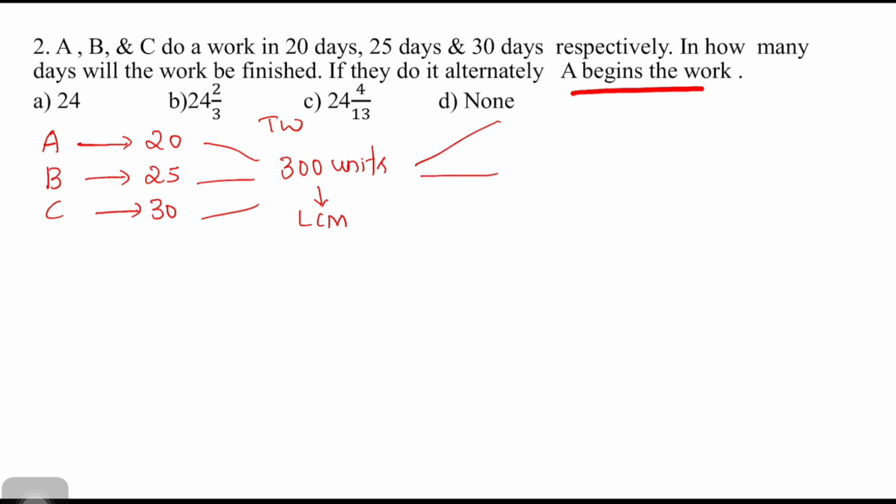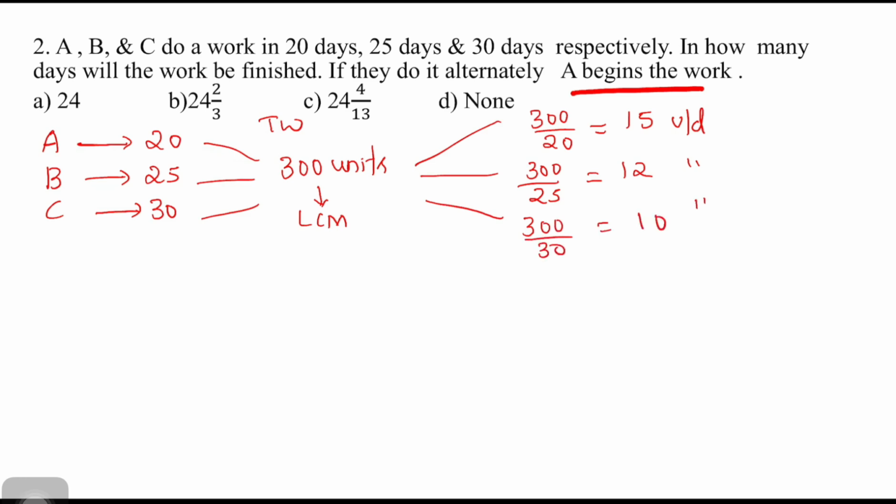So, what is the efficiency now? A's efficiency is 300 divided by 20, which is equal to 15 units per day. Then B's efficiency is 300 divided by 25, which is equal to 12 units per day. Then C's efficiency is 300 divided by 30, which is equal to 10 units per day.